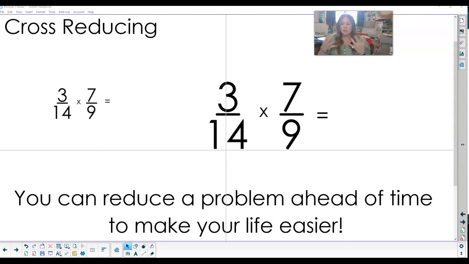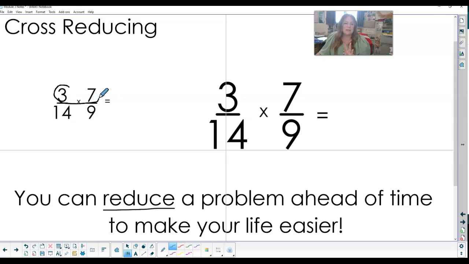Once we have turned our division problem into a multiplication problem using the multiplicative inverse, there are some things we can do to make our lives easier. You can reduce a problem ahead of time. So let's look at it without reducing it. Just go ahead and watch what I'm doing.